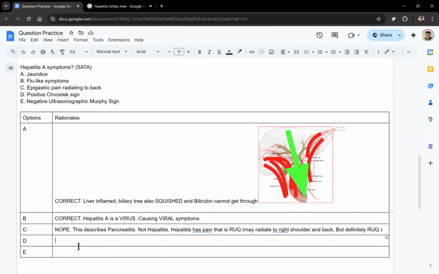We're doing like 2 questions at once, but it is, right? So because this is a nope, right? This is a sign of, so this is a sign of what? What is Chvostek? Hypocalcemia, right? Which can be a symptom of acute pancreatitis, right? And this, remember, hypercalcemia causes acute pancreatitis.